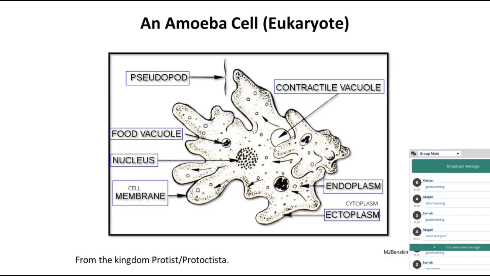So if there's too much water in the cell, you've got to get it out. If there's too much waste, you definitely have to get it out. If it needs more water, it will take in some more water. So it is a contractile vacuole. It will literally contract and allow more water in or out, and more waste out. So those are the features of the amoeba.